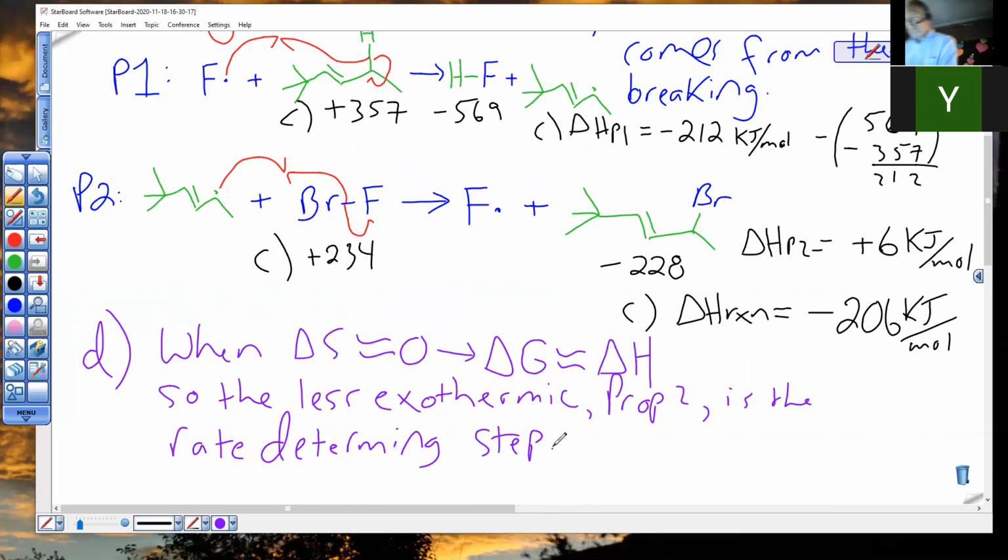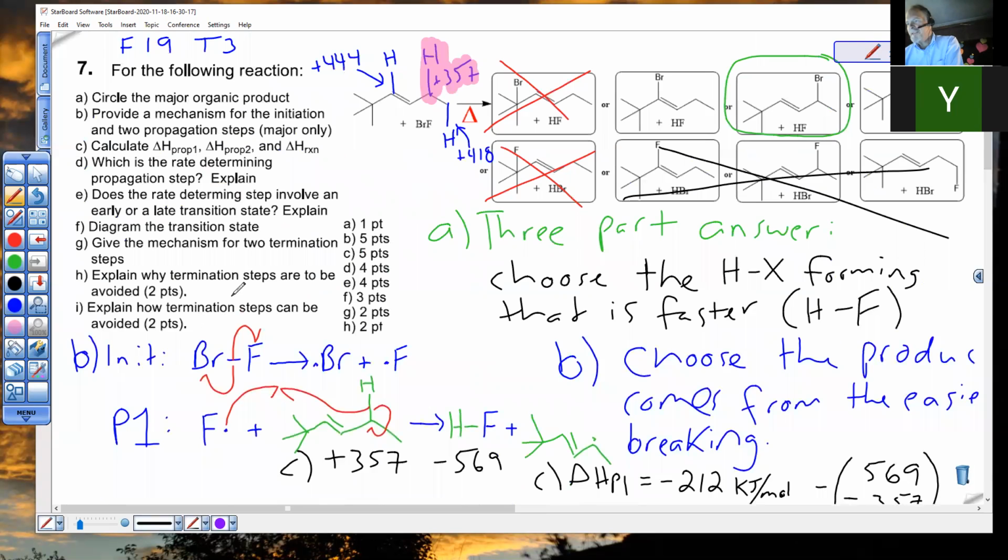So when we come back, we might get this problem done before Monday. That's great. When we come back, we're going to discuss things like transition states. I don't think we've ever discussed those before. And then we're going to talk about termination steps, which won't take long at all. So we're going to talk about rate determining steps being early or late in their transition states and what those look like. Look forward to that. See you very soon.